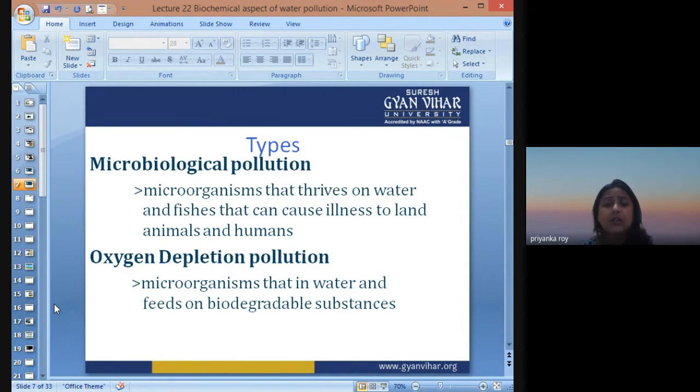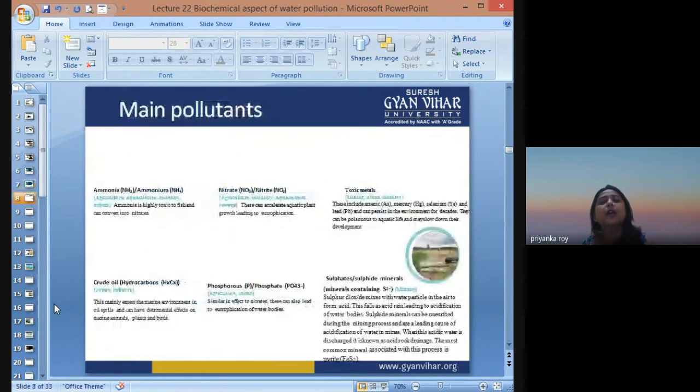Oxygen depletion is a pollution which happens when microorganisms in water that feed on biodegradable substances can no more take in oxygen, on various grounds that we are going to discuss in coming slides. The main pollutants in water sources are ammonia.